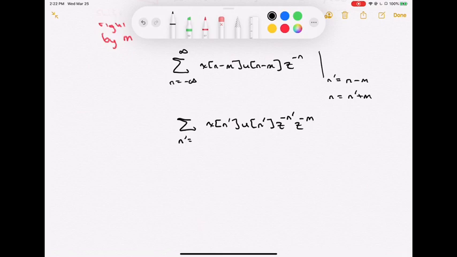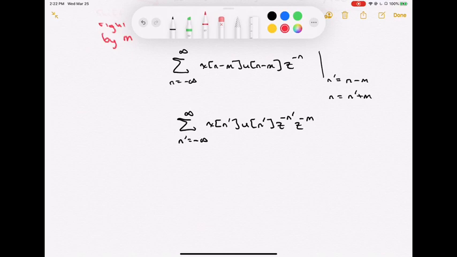What are the limits? Well, if n went from minus infinity, n prime is going to go minus infinity minus some finite number. Well, that stays at minus infinity. And if I look at the upper limit, I take n equals infinity and I subtract from it a finite number. It's still infinity. So the sum limits still say minus infinity to infinity.